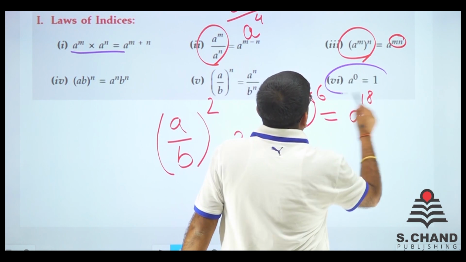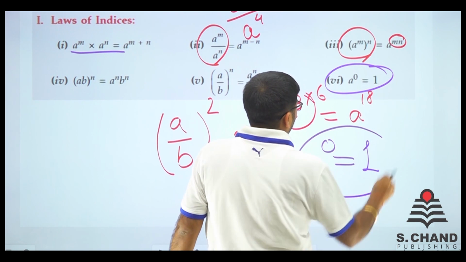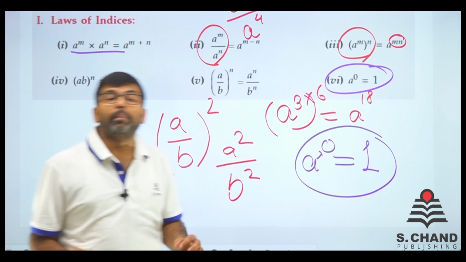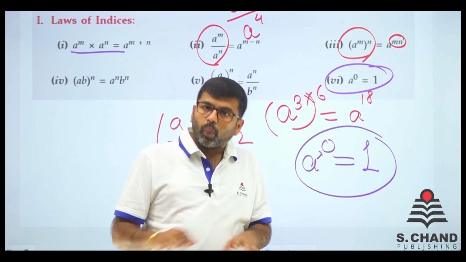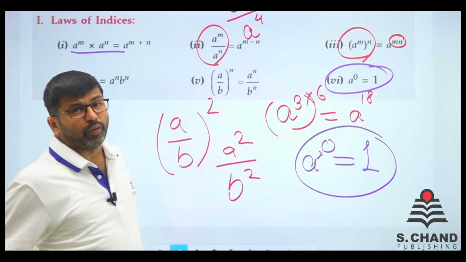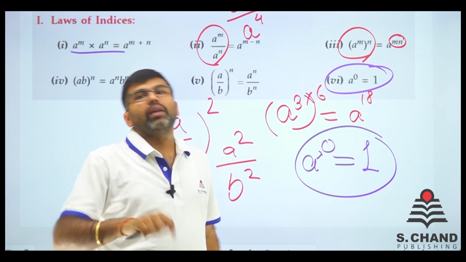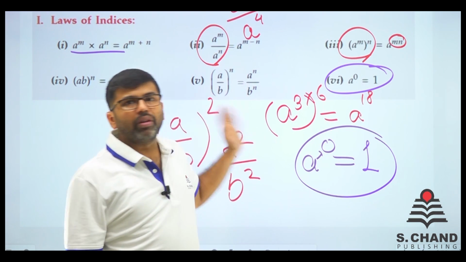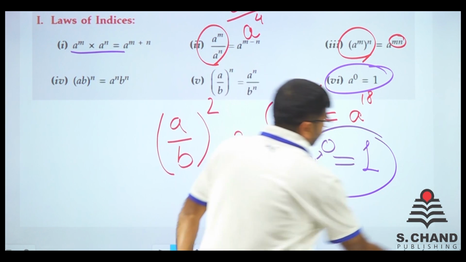And last but not the least, a raised to power 0 is always 1. So anything power 0 is 1. Just remember, anything power 0 is 1. So these 6 formulas you will definitely have to remember, because all the following questions will be on these formulas. आगे बढ़ते हैं हम लोग.